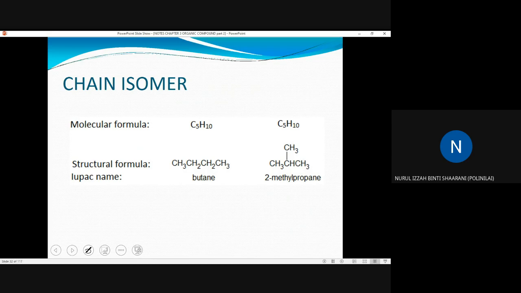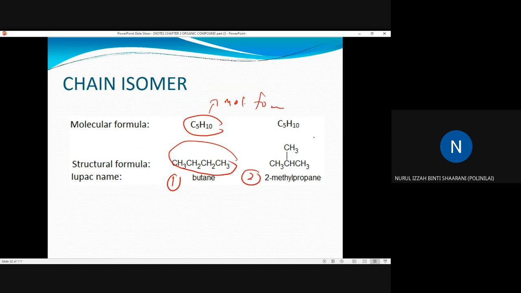Okay, so kalau chain isomer ni, let's say you have C5H10. Okay, this is a molecular formula. Okay, so this is the structural formula. Okay, so this is the first structure and then this is the second one. Okay, so as you can see, both structure ni, kalau kita kira all the carbon dia is 5. Okay, hydrogen is 10. So same goes with this next compound juga untuk 2-methylpropane ni.